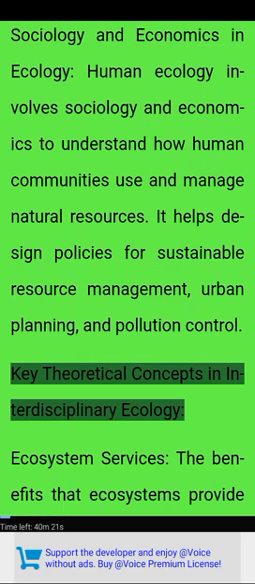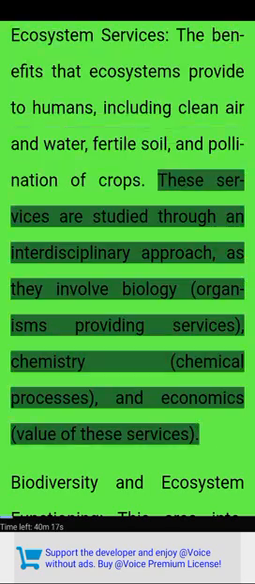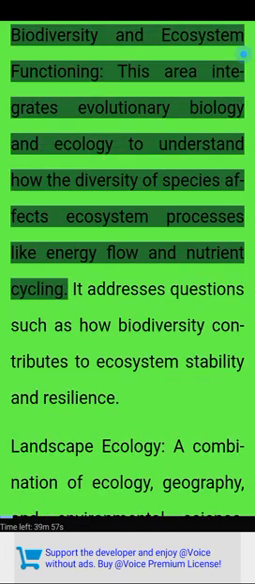Key theoretical concepts in interdisciplinary ecology. Ecosystem services. The benefits that ecosystems provide to humans, including clean air and water, fertile soil, and pollination of crops. These services are studied through an interdisciplinary approach, as they involve biology, organisms providing services, chemistry, chemical processes, and economics, the value of these services.